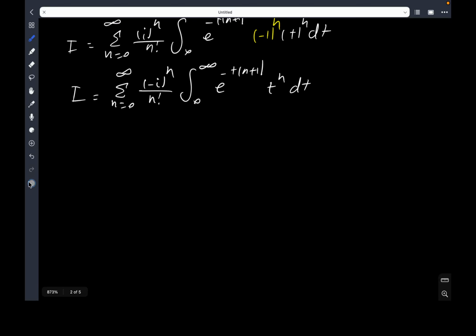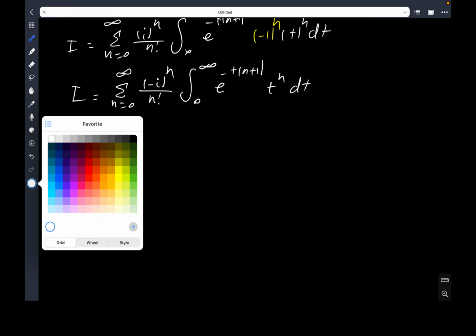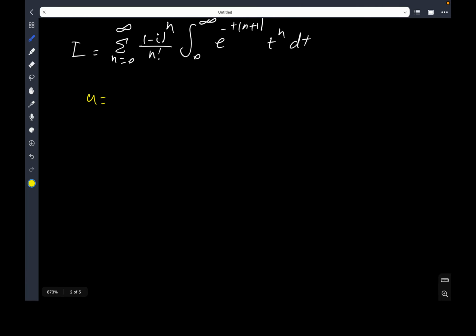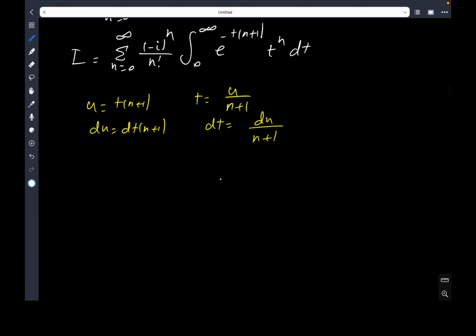I'm going to do another variable substitution here, which is defining u to be equal to t times n plus 1. Therefore, du is dt times n plus 1. We're differentiating both sides here. t here is u over n plus 1, and dt here is du over n plus 1. Thus, I can make a replacement here.